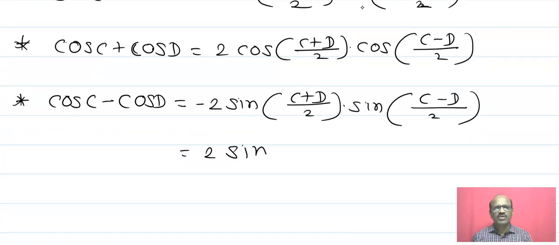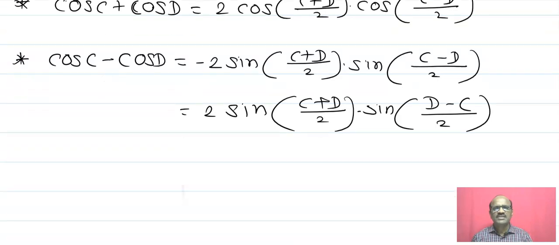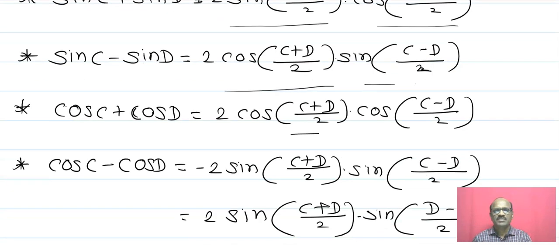These are very important formulas when you learn integration in the 12th standard. These types of formulas we require there. Or it is written as 2 times sin of (C plus D) upon 2 into sin of (D minus C) upon 2. These are the factorization formulas, that is, the sum is expressed in terms of the product.